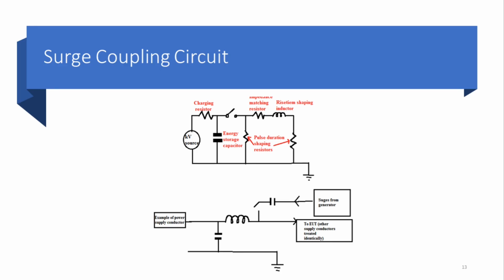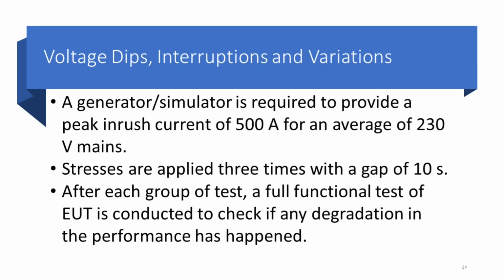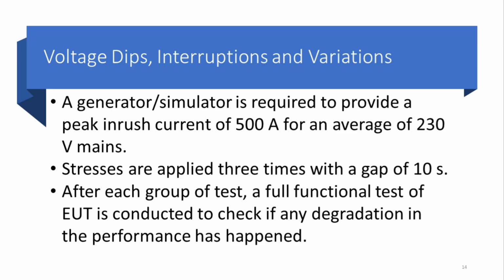The next is voltage dips, interruptions and variations. A generator simulator is required. This is the standard EN 61000-4-11. This standard tests the tolerance of the electronic system to voltage dips, interruptions and variations that can occur due to imperfections in the distribution systems.